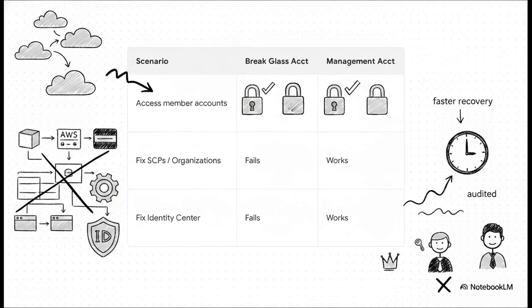Now, you might be wondering, why do we need break glass users in both the break glass account and the management account? Well, this breaks it down perfectly. If SSO is down and you just need to access your member accounts to fix a workload, the break glass account works like a charm. But if you need to fix AWS organizations, service control policies, or Identity Center itself, the break glass account fails. It just doesn't have those core permissions. For that, you really need the management account users. By having users in the management account, you avoid having to use the absolute last resort root user. And that means your recovery is faster and it's fully audited.